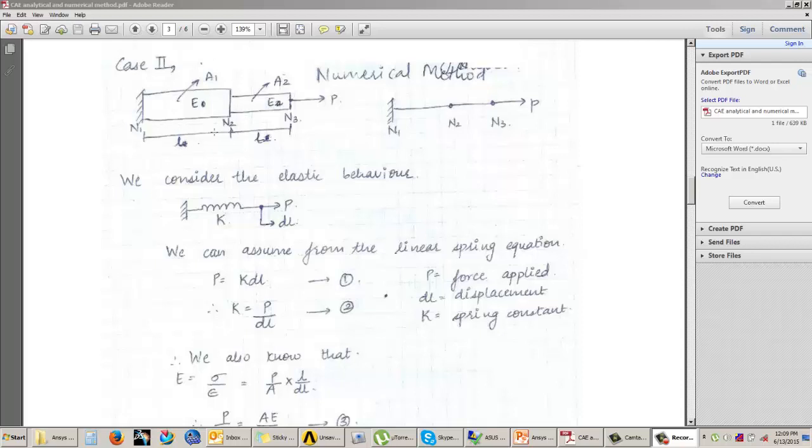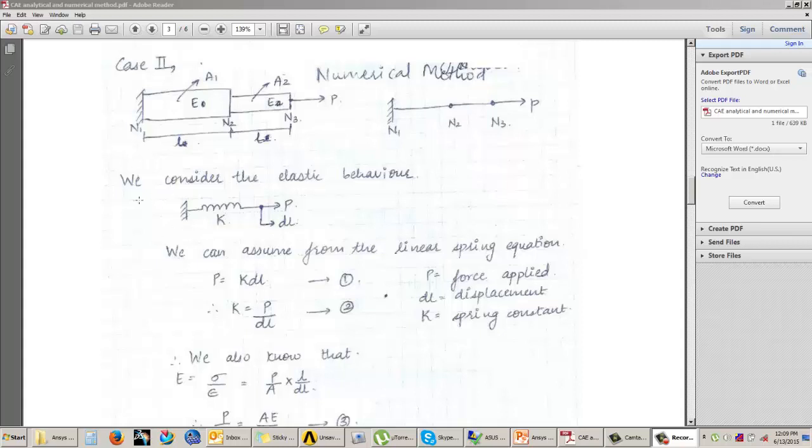Now this step bar model that we have, we will convert into a free body diagram. When you convert that diagram into a free body diagram, you will notice that I have marked N1, N2 and N3 over here. N1, N2 and N3 are nothing but the nodes which connect the two bodies, that is the first body and the second body. Now let us start with the numerical method.